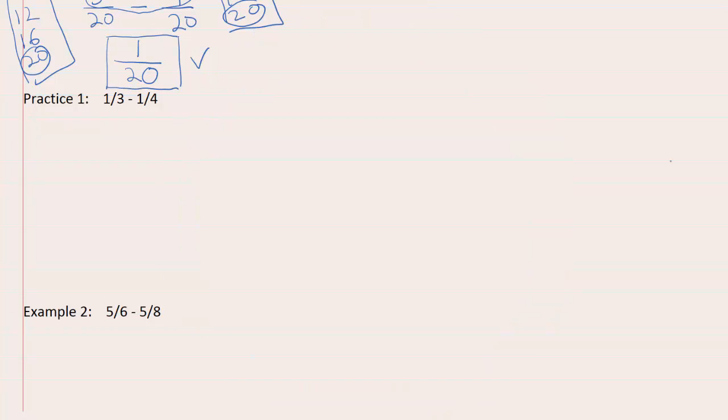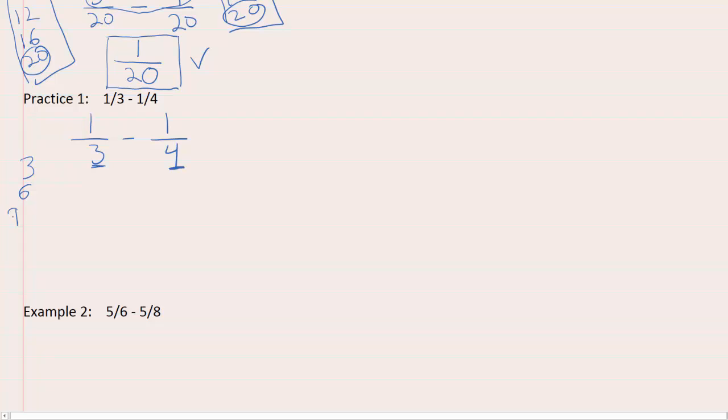Okay, so let's go ahead and try this problem together. We're going to have 1/3 minus 1/4. Again, neither of these is a mixed number, so we can go ahead to our next step. So we'll find a number that is a multiple of both 3 and 4. 3, 6, 9, 12, 15, 18, enough. And we've got 4, 8, 12. There's a match. 12 over here, 12 over here.